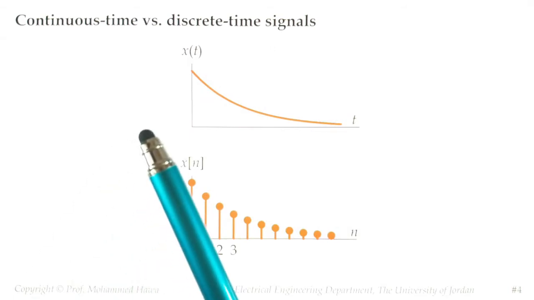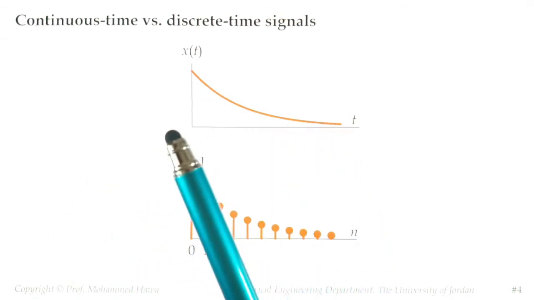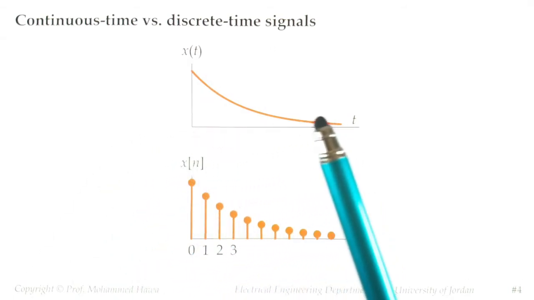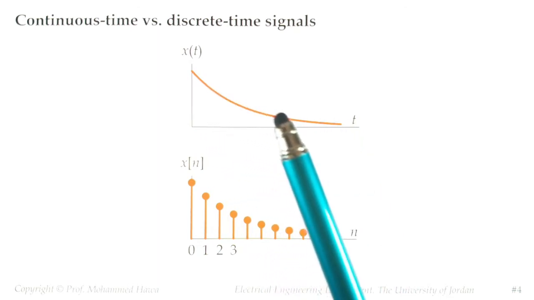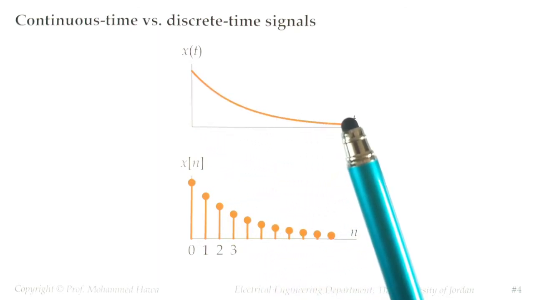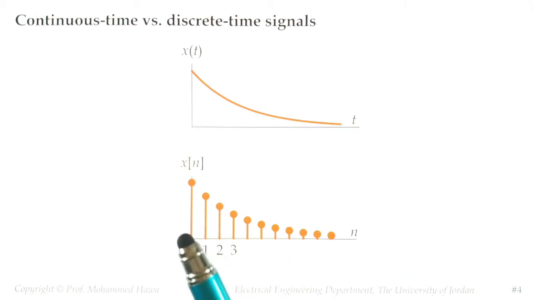Here is another example of a continuous time signal. Notice that for all those times, we have values for x of t. We call this a continuous time signal. However, here we only have samples of the signal at certain discrete times. We don't define the signal for every possible instant of time.